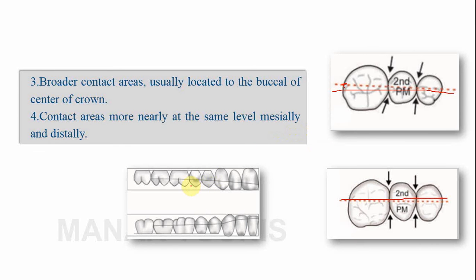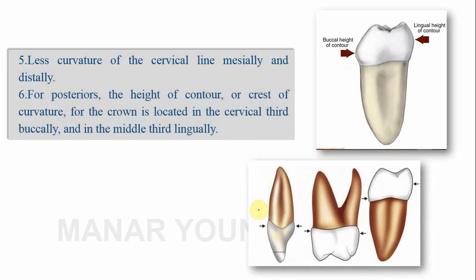Also, regarding the position of the mesial and distal contact area of each posterior tooth, usually the contact areas are at the same level or nearly at the same level, both mesially and distally, compared with the anterior teeth where the mesial and distal contact points are usually at different levels. Regarding the curvature of the cervical line, posterior teeth are characterized by less curvature of the cervical line, both mesially and distally, compared with the anterior teeth.